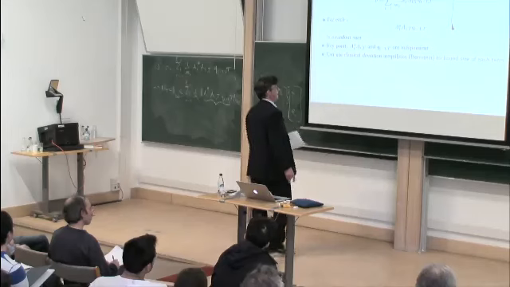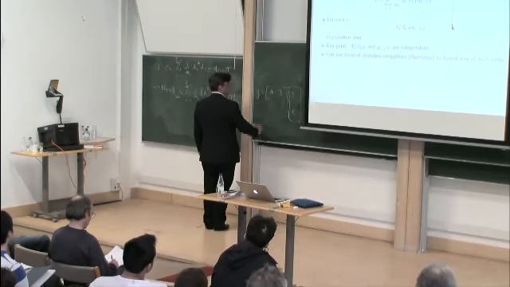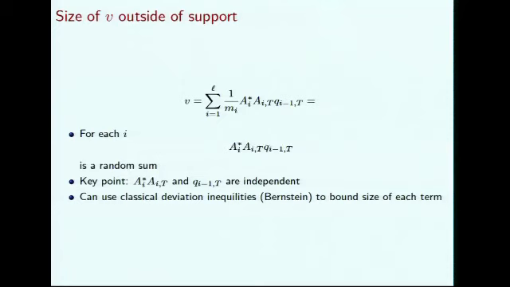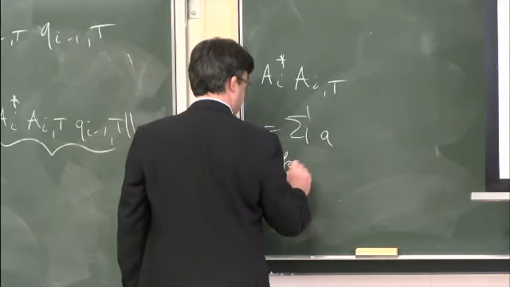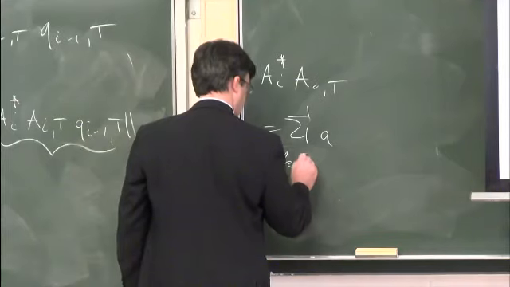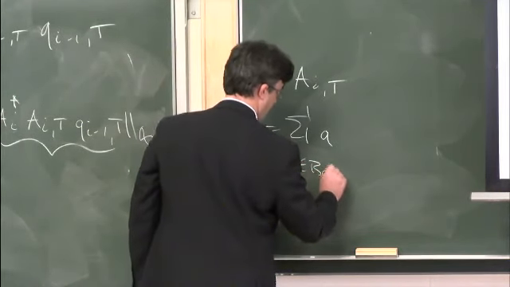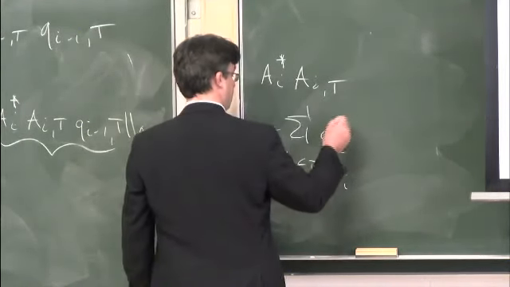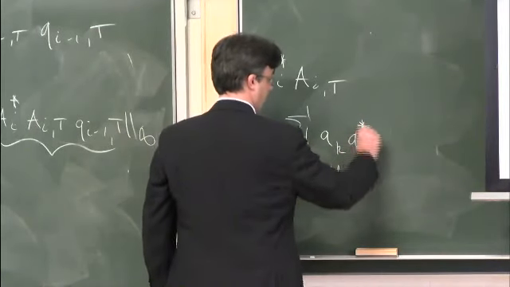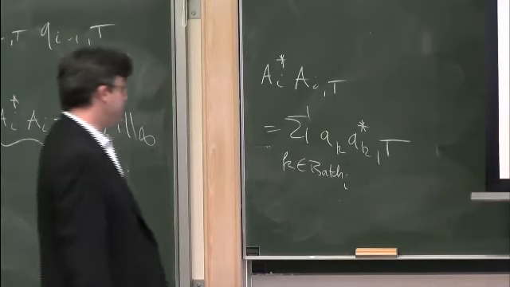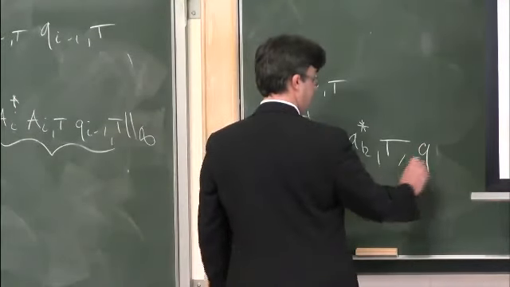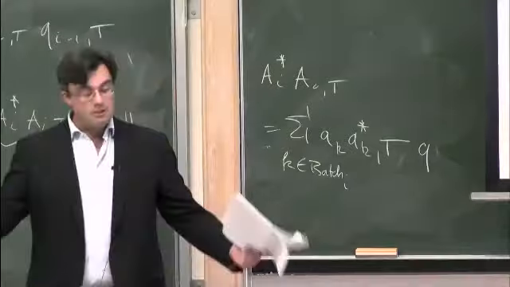Okay, so A_i star is still, A_i is a sum over k in my batch i of the A_k. Okay, so that's a random sum. So now I'm hitting this random sum against a fixed vector, which I'm going to call Q for simplicity. So I have a random vector sum.